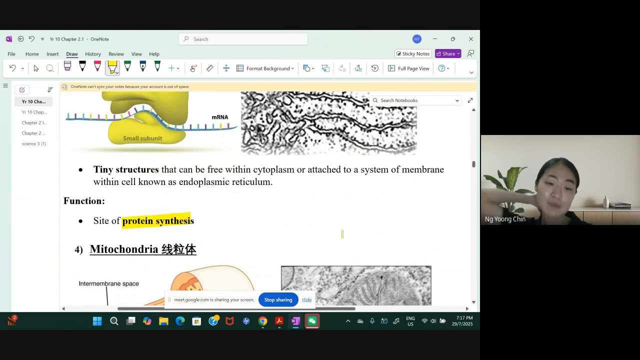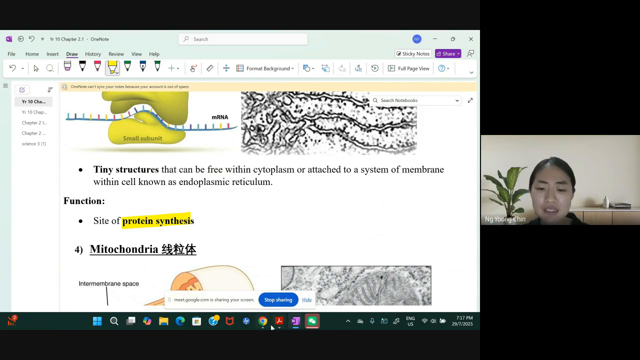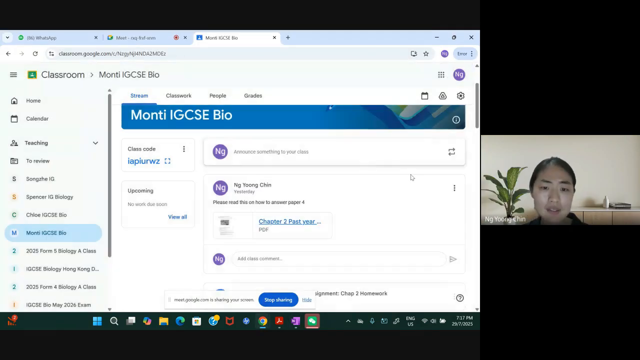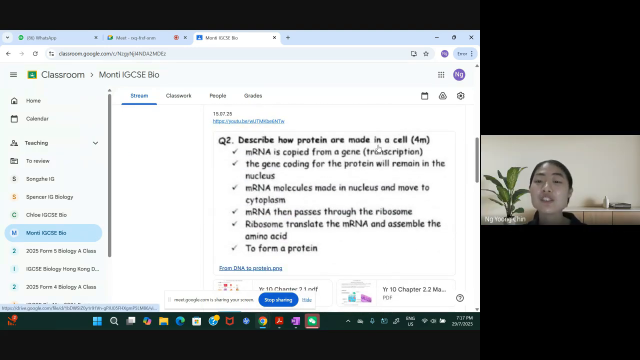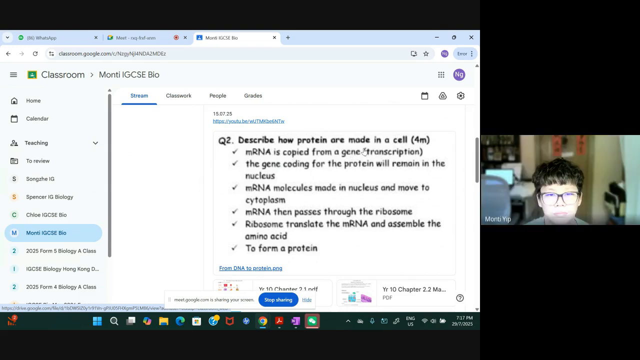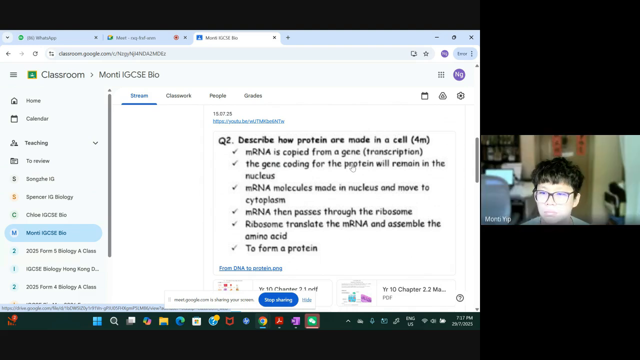Okay, we discussed this before, right? Like how our cell is able to produce proteins, correct? Which is by the DNA. From the DNA they will produce the mRNA. I think I put this in your Google Classroom. You can have a look right here. How proteins are made in the cell: initially mRNA is copied from the gene. Gene refers to DNA. Because in order to make proteins, you need the genetic information first, and this genetic information is found inside the DNA.